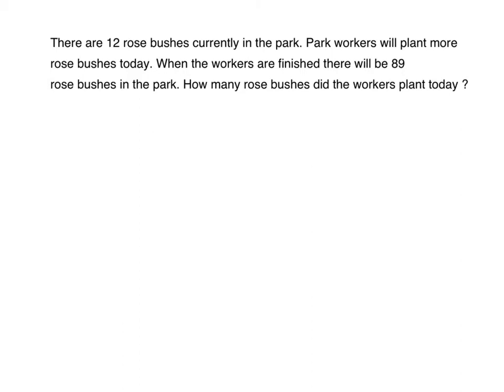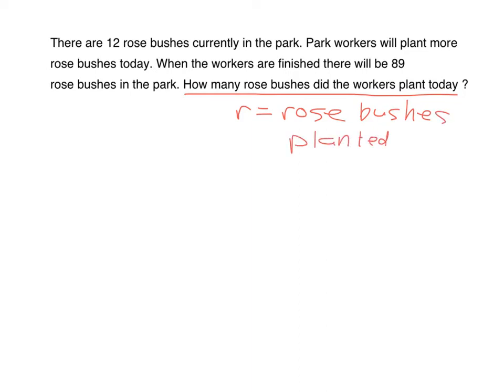As usual, we're going to start by underlining what we're looking for. How many rose bushes do the workers plant today? And we're going to want to use a variable to represent that number that we don't know. So we can write R equals the rose bushes that were planted today. Okay? These aren't all the rose bushes, just the ones that were planted today.